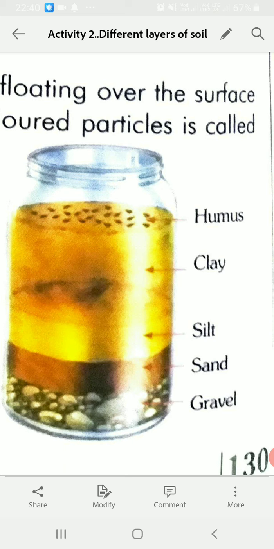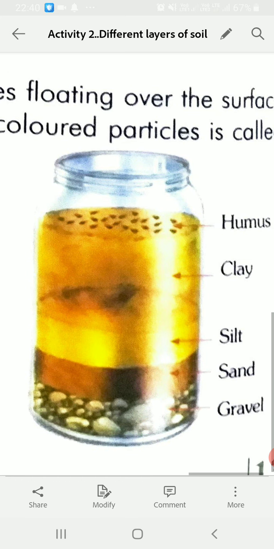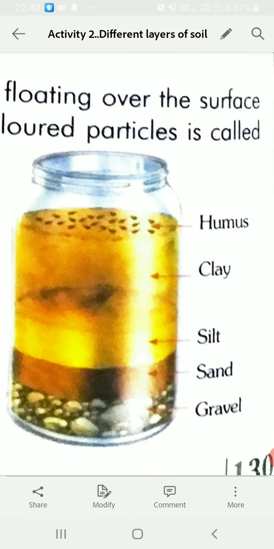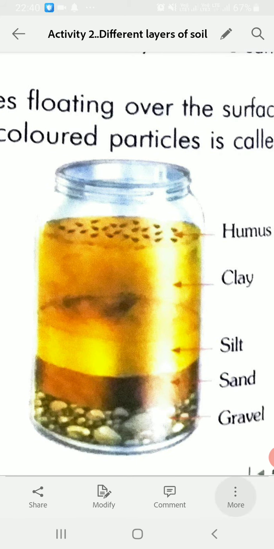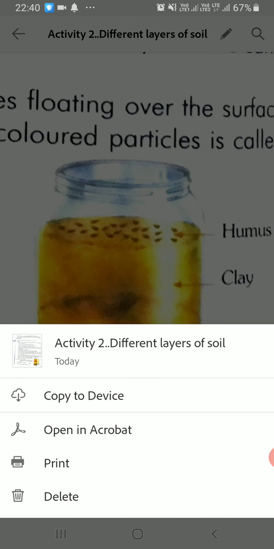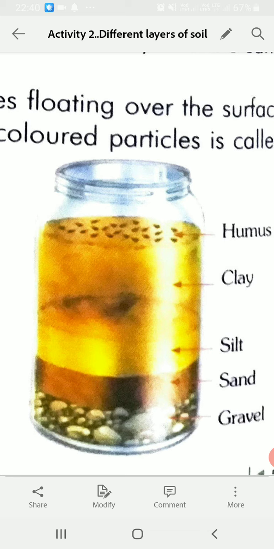So you can see on the top of the surface the humus is found, and humus means the dead remains of plants and animals. The dead remains of plants and animals make the humus, and they are lighter in weight, so they float on the surface of water.